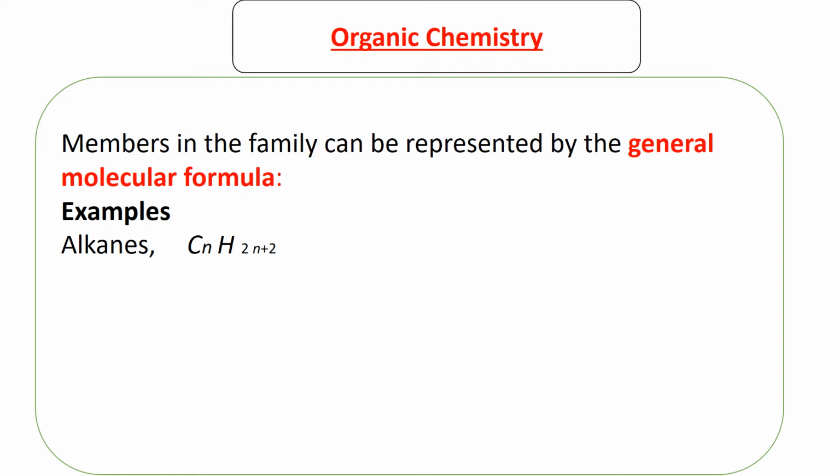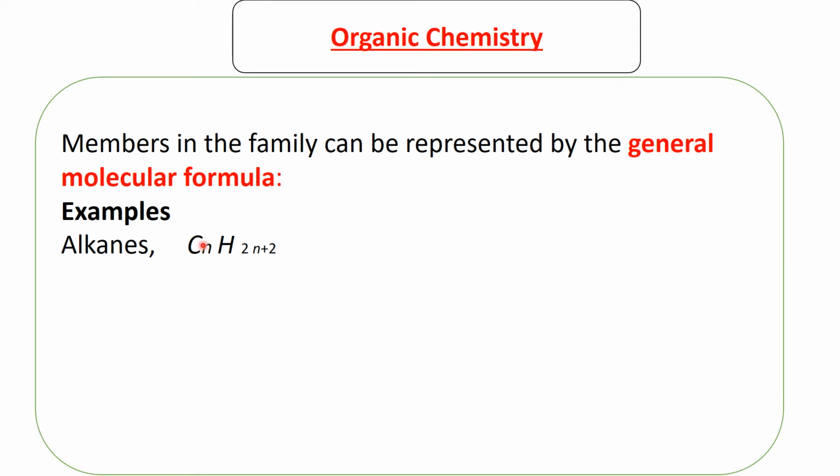Examples: there is a family called alkanes. The general molecular formula for alkanes is CnH2n+2. What it means is the number of carbon atoms is connected to the number of hydrogen atoms. If there is 1 carbon atom, meaning our n is 1, then you can put n here, and if you try to find the number of hydrogen atoms, it's going to be 2 times n plus 2. Since n is 1, it's 2 times 1 plus 2. 2 times 1 is 2, plus 2 is 4. That means if there's 1 carbon atom, there are going to be 4 hydrogen atoms.